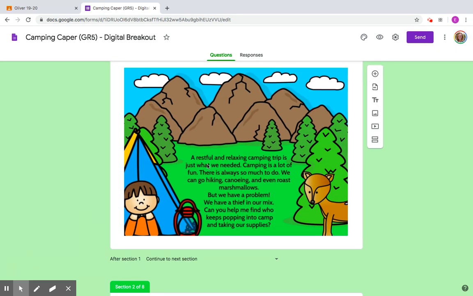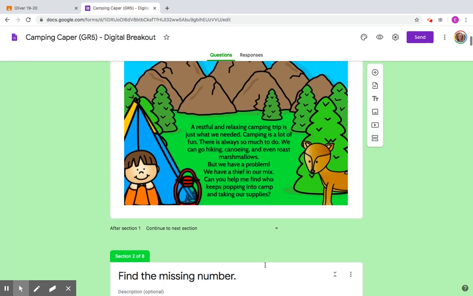So a restful and relaxing camping trip is just what we needed. I know, I miss Ballarat. We should have been going up tomorrow morning, but we can still do some camping things, even if it's not actually in Ballarat. Camping is a lot of fun. There is always so much to do. We can go hiking, canoeing, and even roast marshmallows. But we have a problem. We have a thief in our mix. Can you help me find out who keeps popping into camp and taking our supplies? So someone's coming into our camp and taking all of our things. Uh-oh. Let's figure out who.